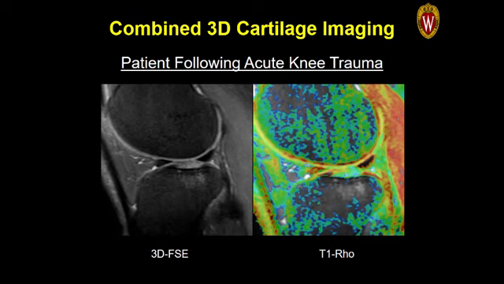Here's a patient with an acute knee injury following trauma, and we performed this combined imaging on this individual. Note on the three-dimensional fast-spin echo source image, the cartilage on the lateral femoral condyle overlying an area of bone marrow edema appears relatively normal, at least as far as its morphology. However, on the simultaneously acquired T1 rho map, note the significant increase in the T1 rho relaxation time in this area of cartilage, indicating acute cartilage injury.